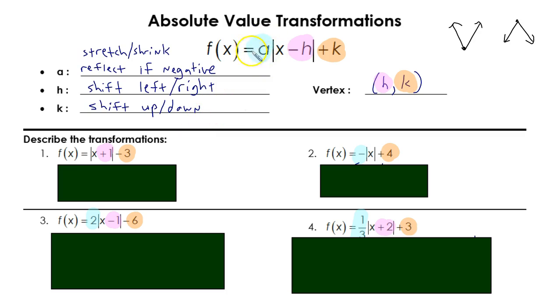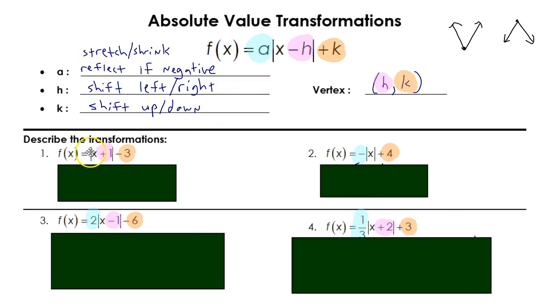This a in the front, a times the absolute value, if it is negative, it indicates a reflection. Otherwise, it's going to indicate a stretch or a shrink, and we will notice this on some graphs in just a few minutes. So let's look at a few examples where all we have is the function notation and see if we can identify the transformations that are present.